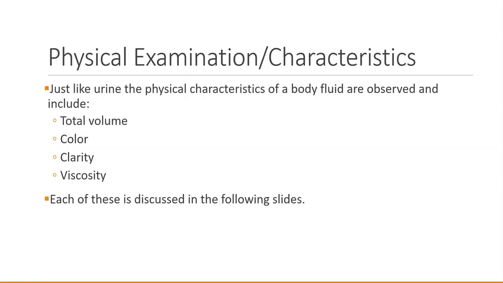Just like urine, you're going to observe the physical characteristics of a body fluid, and what you're going to include in your report is the total volume collected, the color of the fluid, the clarity of the fluid, and viscosity, which is not included in a urine, but is specific for synovial fluid. Each of these will be discussed in the following slides.